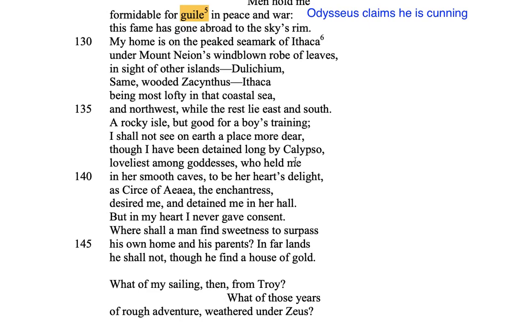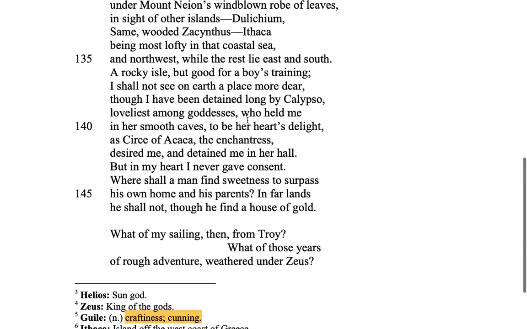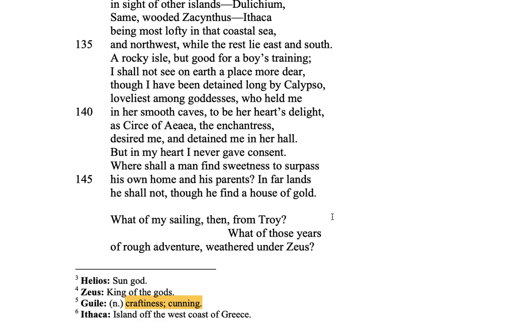My home is on the peaked seamark of Ithaca, under Mount Neon's wind-blown robe of leaves, in sight of other islands, Dulichium, Same, wooded Zacynthus, Ithaca being mostly lowly in that coastal sea, and northwest, while the rest lie east and south. So that's all describing his home on Ithaca. What does it sound like? What kind of words is he using? Is it an ugly place? Is it a pretty place? Keep that in mind. A rocky isle, but good for a boy's training. I shall not see on earth a place more dear.